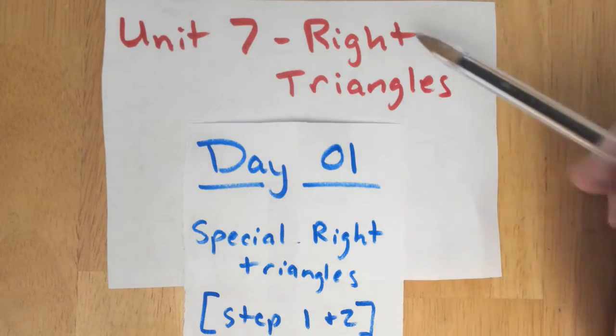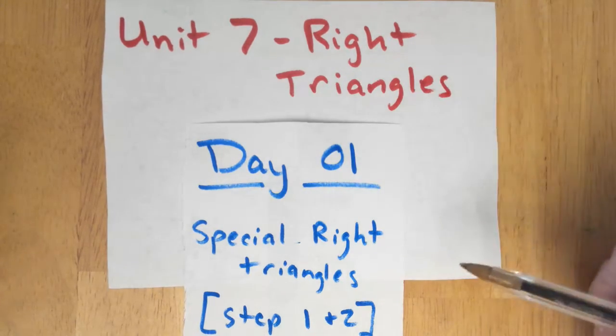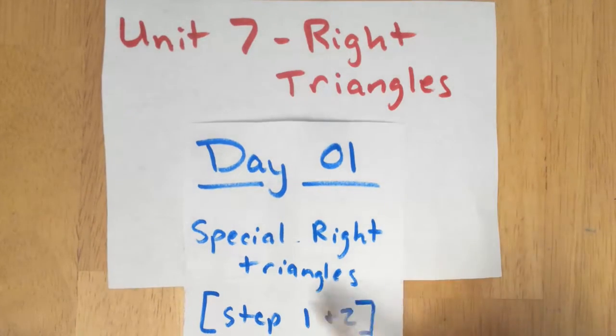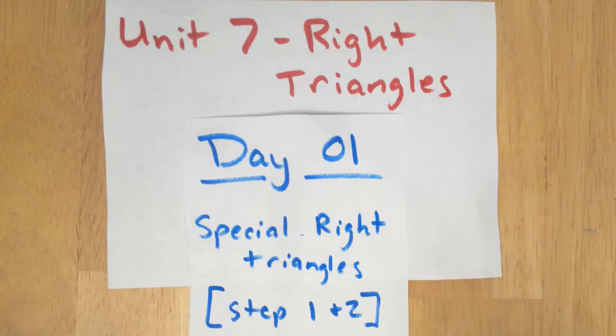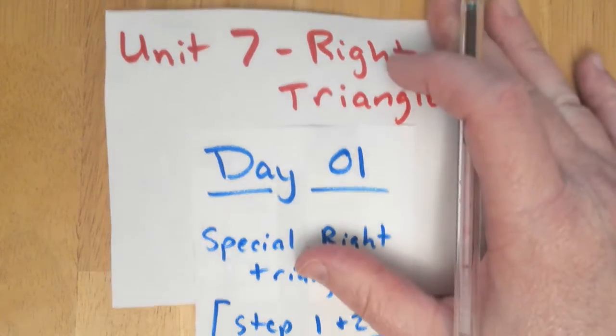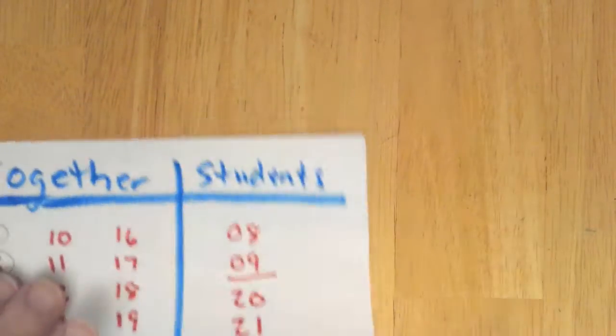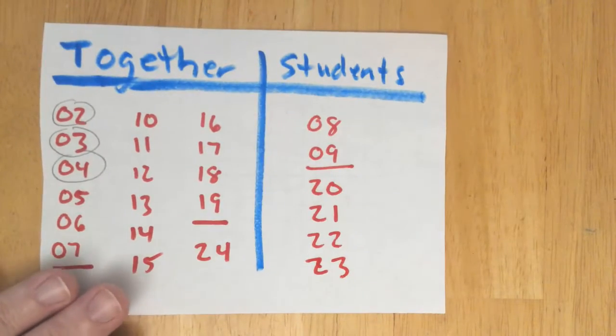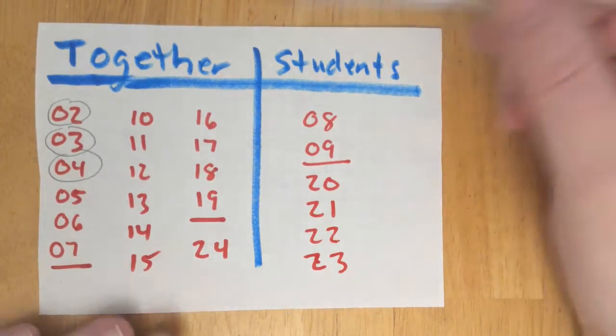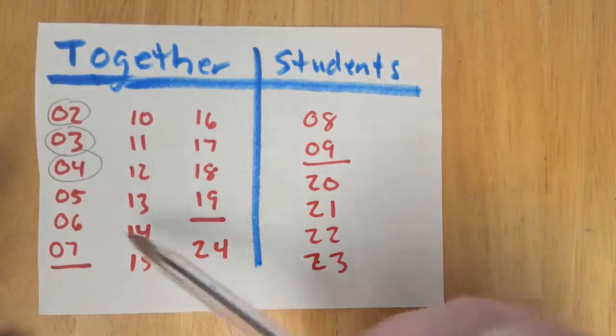We are working on Unit 7, right triangles. This is day 1. We'll be talking about special right triangles, and we'll be focusing on just step 1 and step 2. Now, just giving you an idea of what's going on here, you are going to have a packet, and in that packet, there are 24 pages.